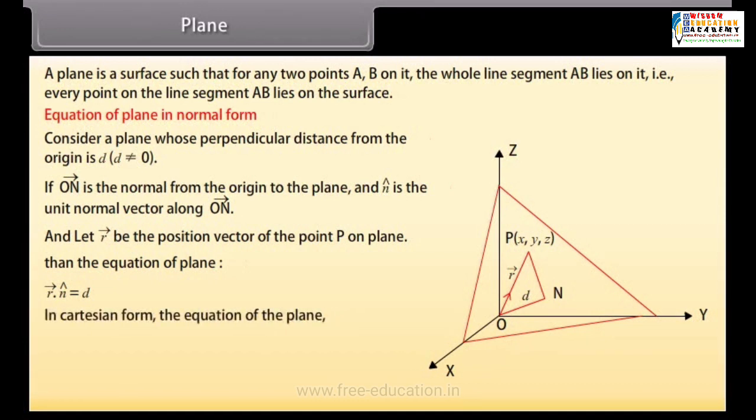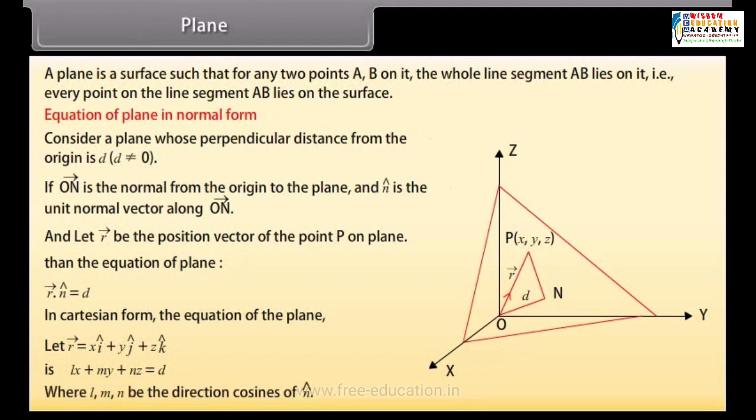In Cartesian form, the equation of the plane: let vector r = xî + yĵ + zk̂, then the equation is lx + my + nz = d, where l, m, n are the direction cosines of n̂.